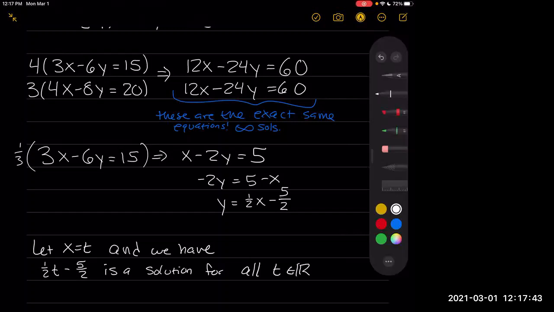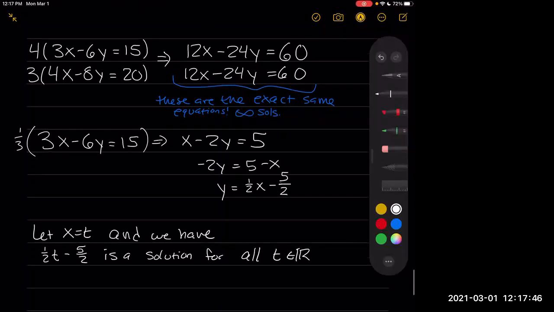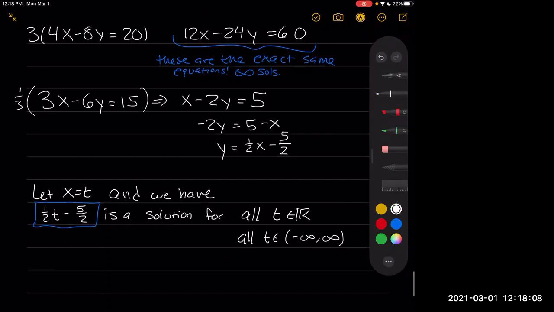That's what this fancy R is for again. We also could have written all t in the interval negative infinity to infinity. So this means that if we pick any t in the real numbers and plug it in to this equation here, that will satisfy our equation. We also can write it as (t, 1/2 t minus 5/2). This is another way to write the solution.